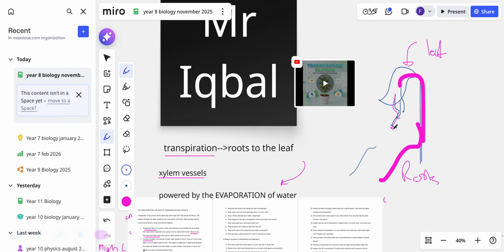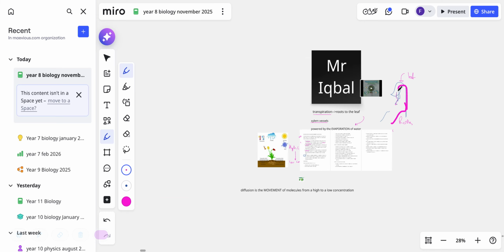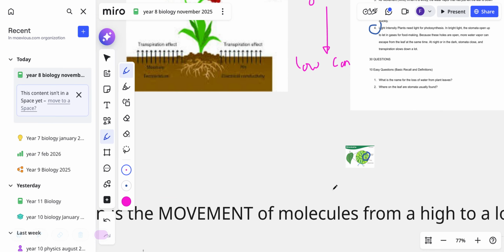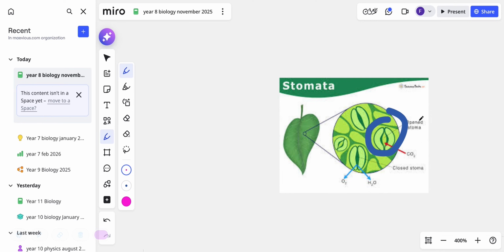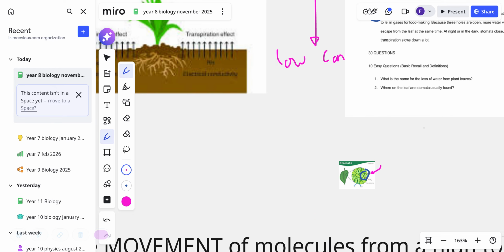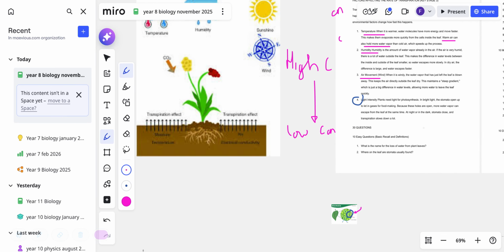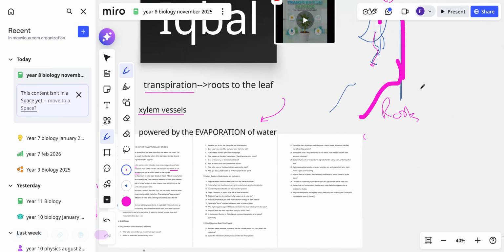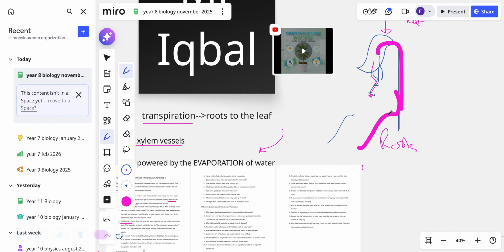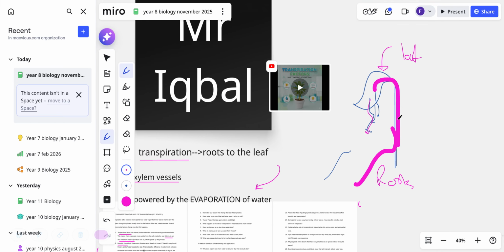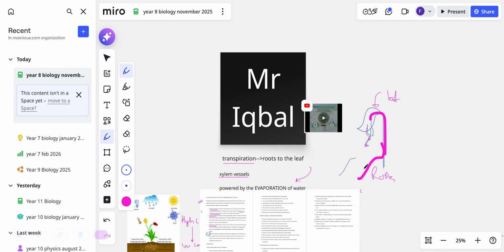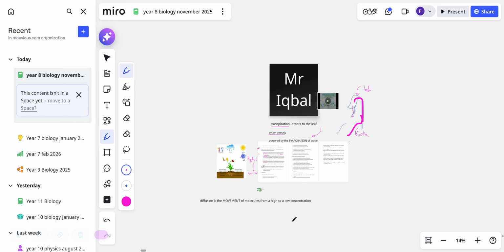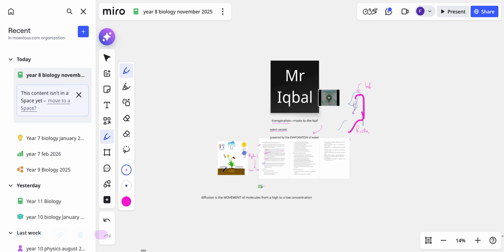The evaporation happens because plants have stomata, these tiny little holes on the underside of their leaf. So this is transpiration: water being taken up by the roots, up the xylem, through the leaf, and evaporates out. But what affects that evaporation? To understand what affects that evaporation, you've got to understand diffusion.